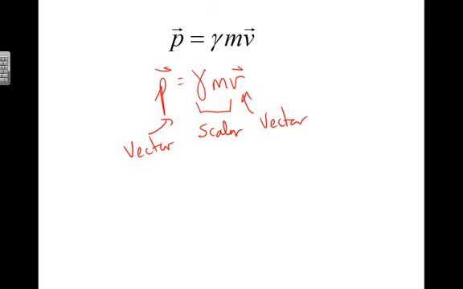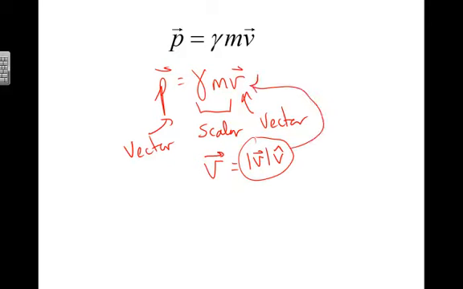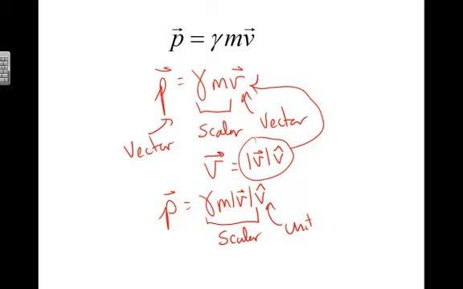Now, we can rewrite this vector v in terms of its magnitude, which we sometimes call the speed, and then the unit vector, which is v hat. That gives us the direction. So if I go ahead and plug this in here, we get that p is equal to gamma m, the magnitude of v times v hat. So this right here is a scalar quantity. This is a unit vector.